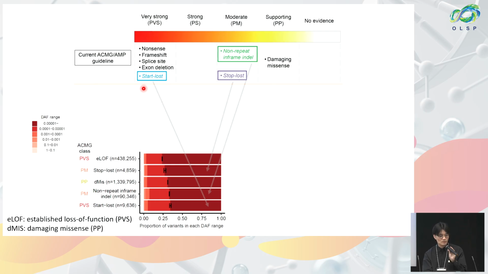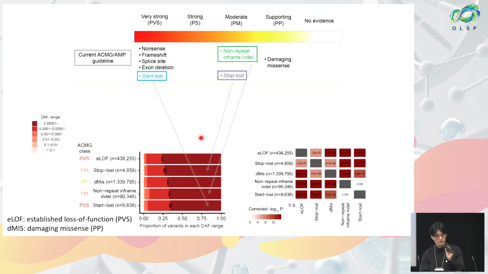And start-lost variants categorized into very strong showed quite low proportion of very rare variants. And we also confirmed that there are highly statistically significant differences across these variant types. So in summary, the pathogenicity of stop-lost variants in ACMG guideline might be underestimated. And the pathogenicity of these non-repeat inframe indel variants and start-lost variants might be overestimated in this guideline.